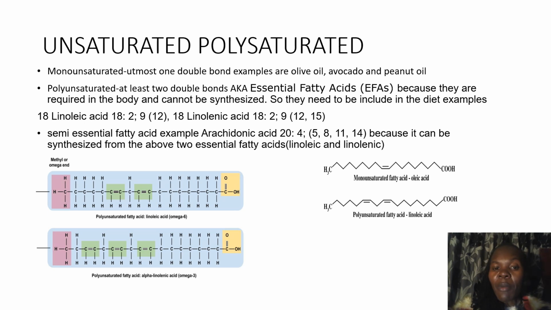You place the double bond starting from the carboxyl terminal end. Count from the carboxyl terminal end: 1, 2, 3, 4, 5, 6, 7, 8, 9. After the 9th one, there is a double bond. After the 9th one, between 9 and 10, there is a double bond.